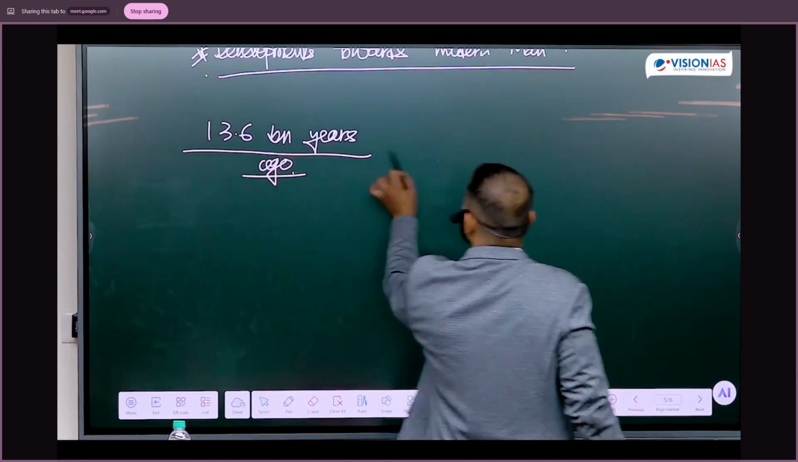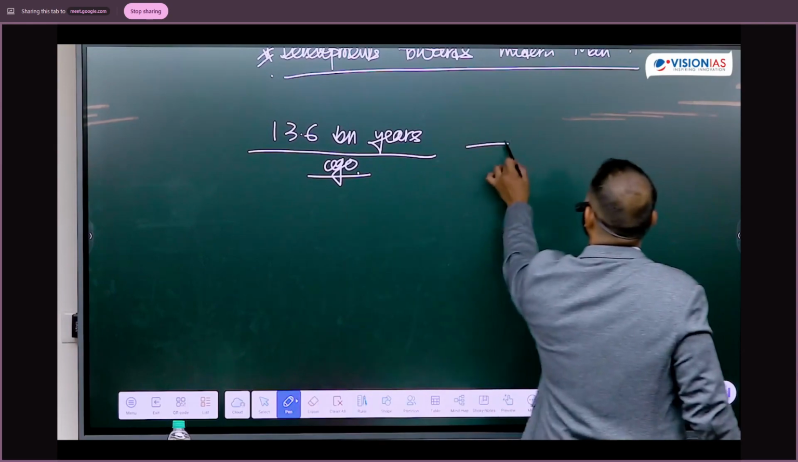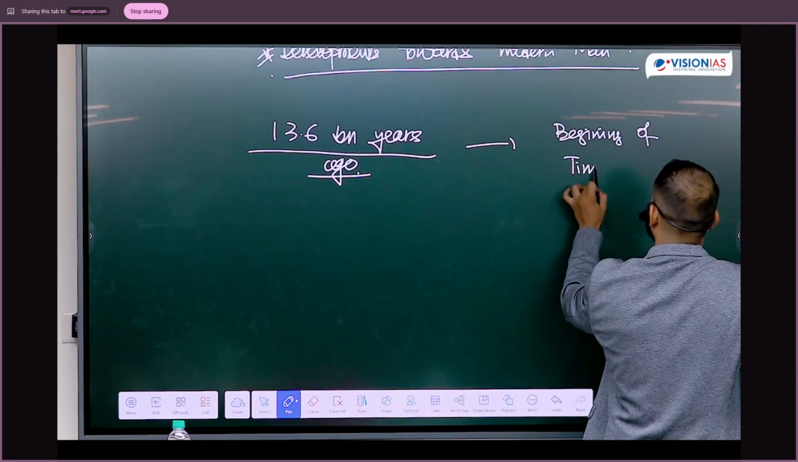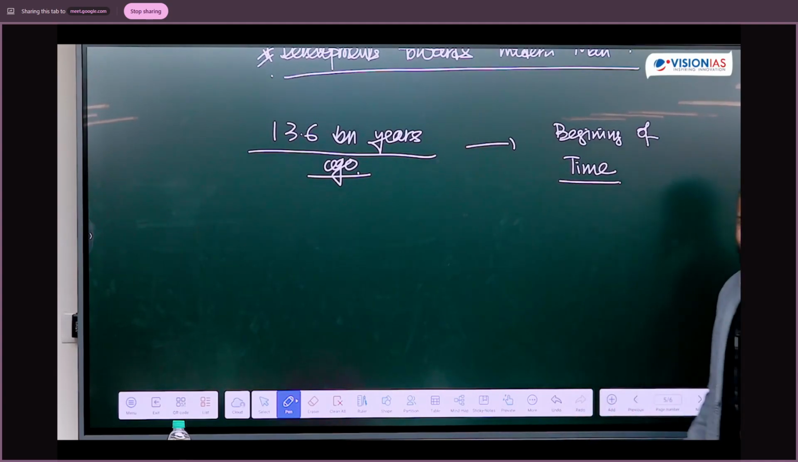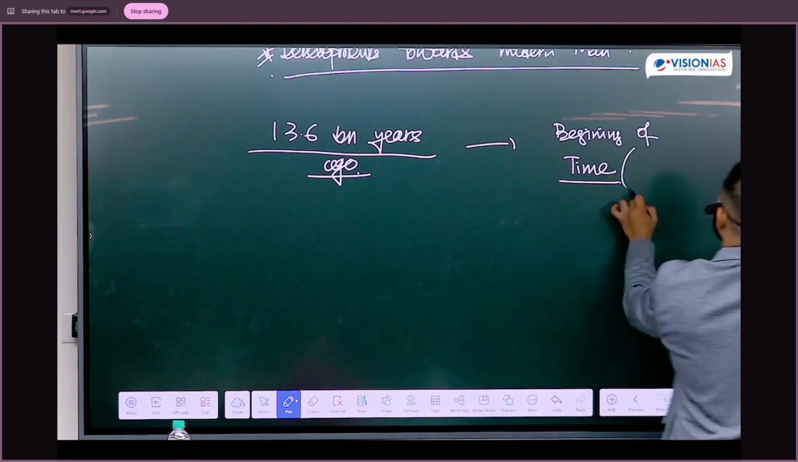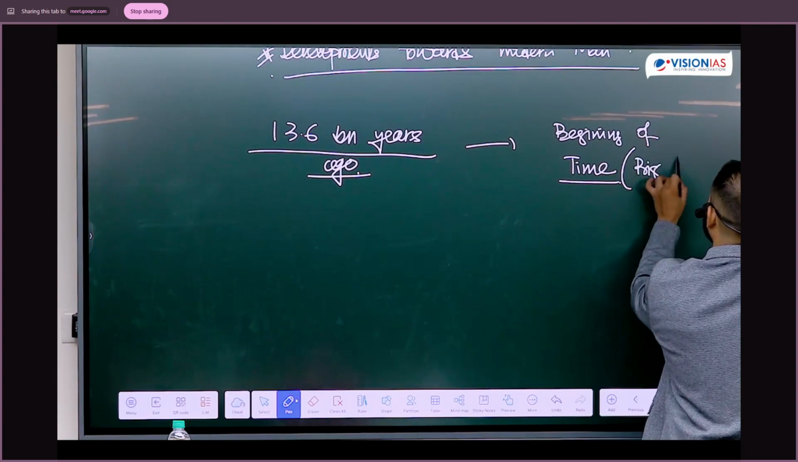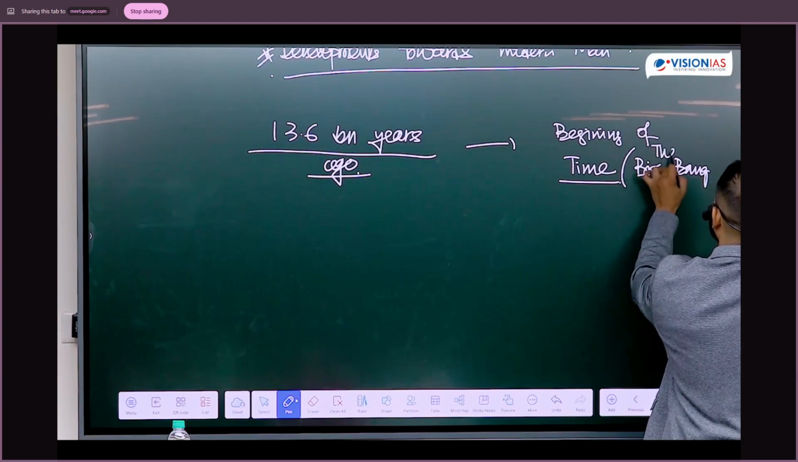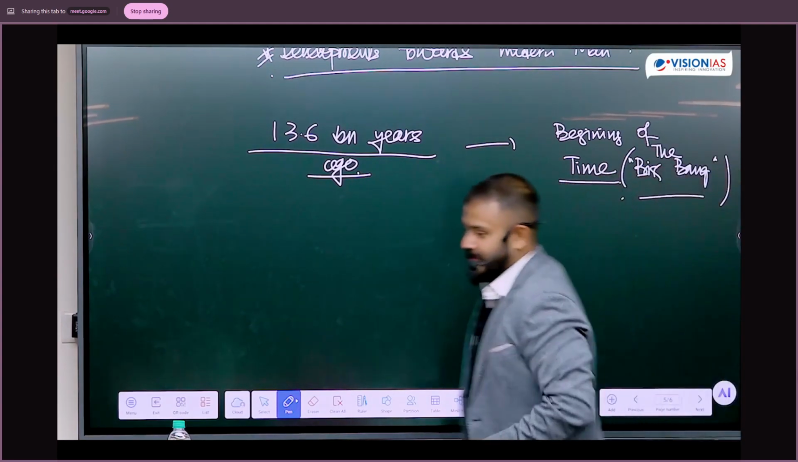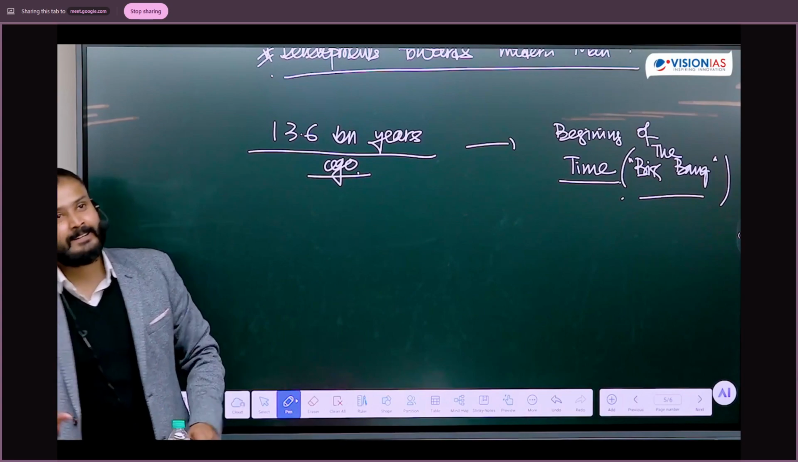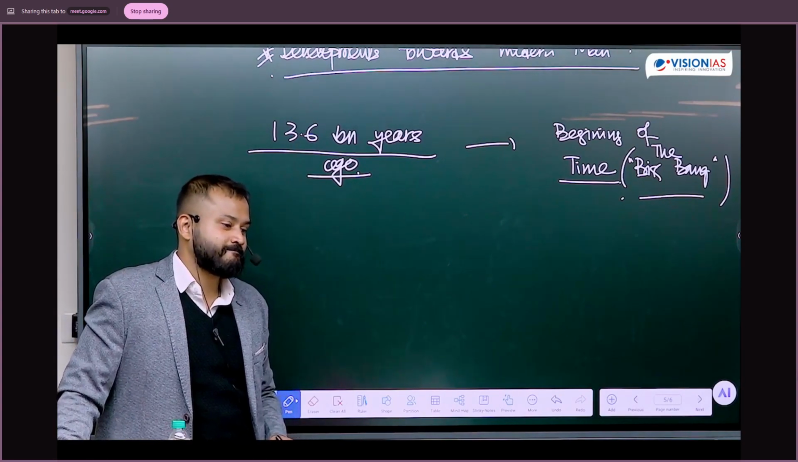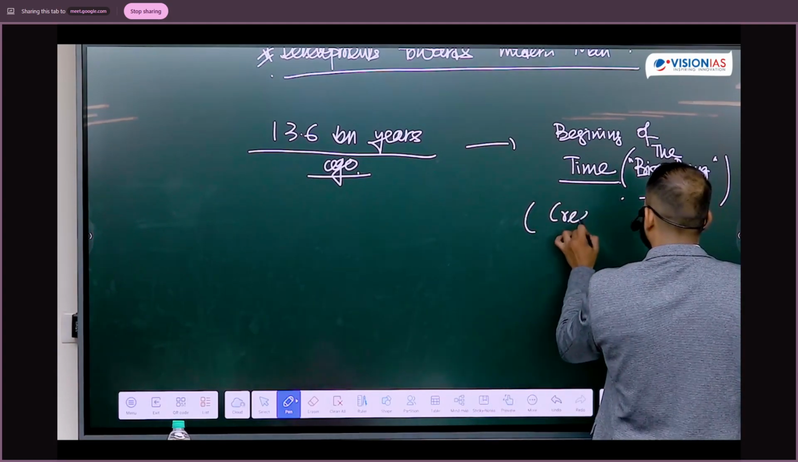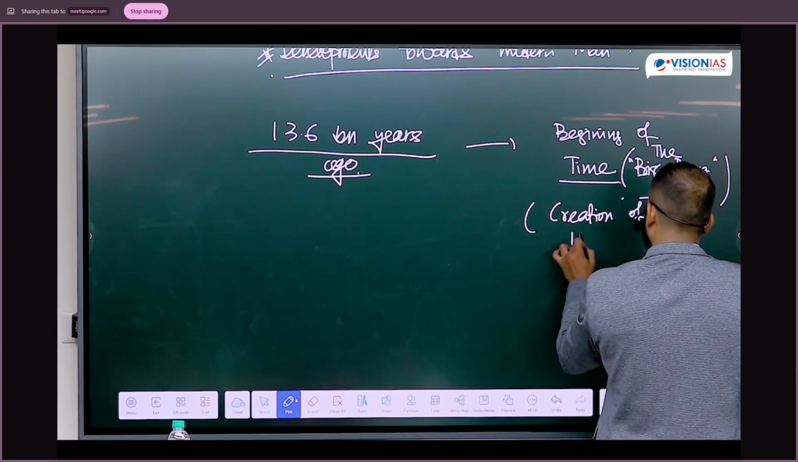Suppose 13.6 billion years ago, we call it the beginning of time. Beginning of time. This event is known as the Big Bang Theory, or the Great Big Bang, or the Big Bang. From 13.6, what does it constitute? That is the creation of the universe. Creation of universe.